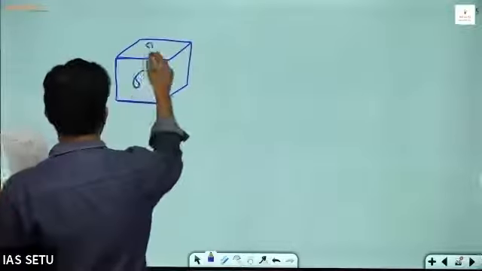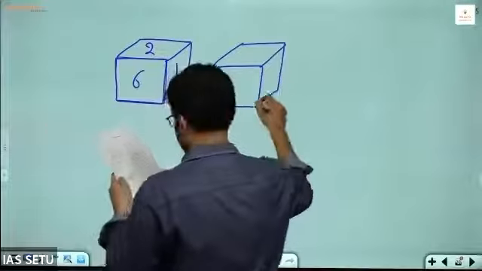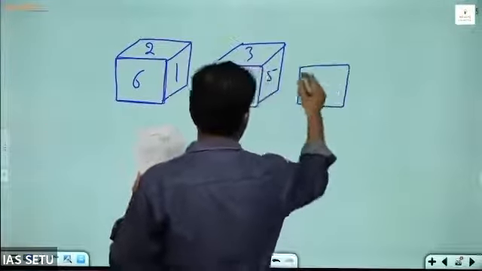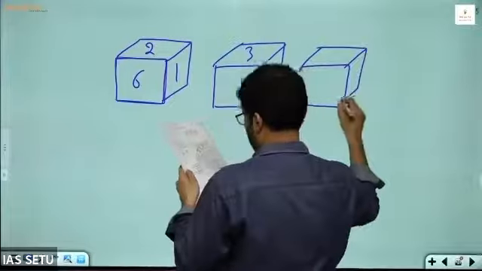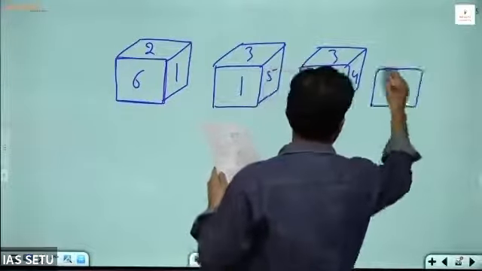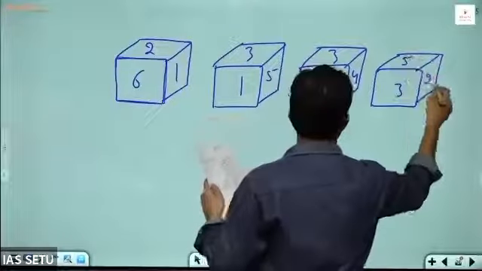This is 6, 2, 1. This is 1, 3, 5. This is 6, 3, 4. Next is 3, 5, 2.